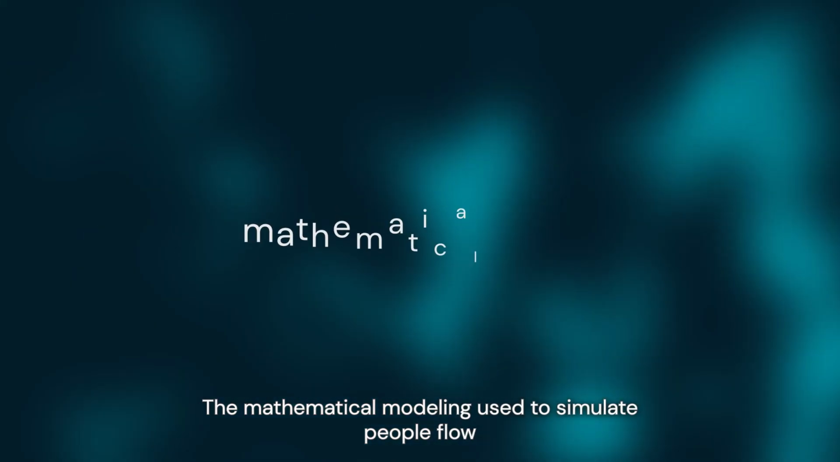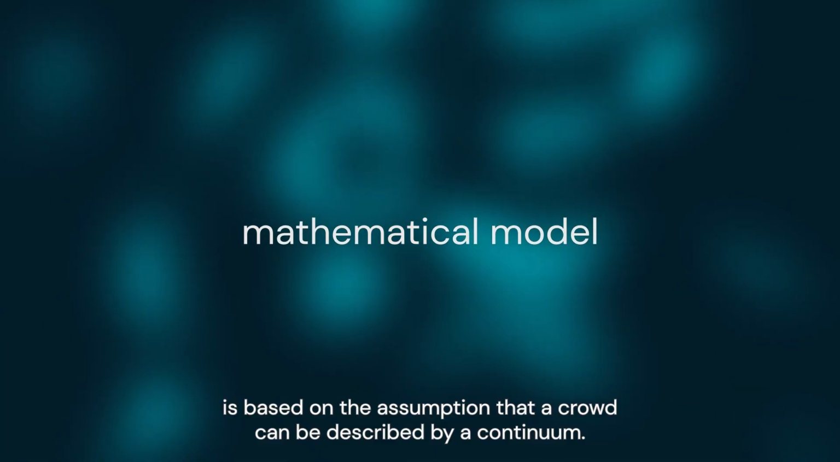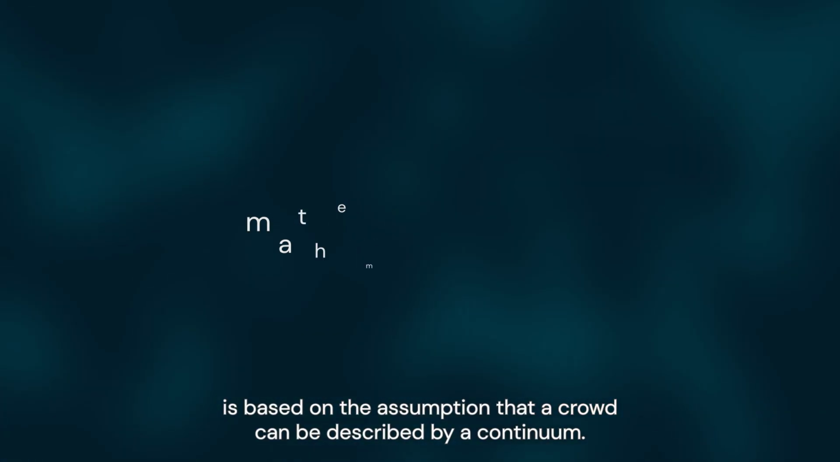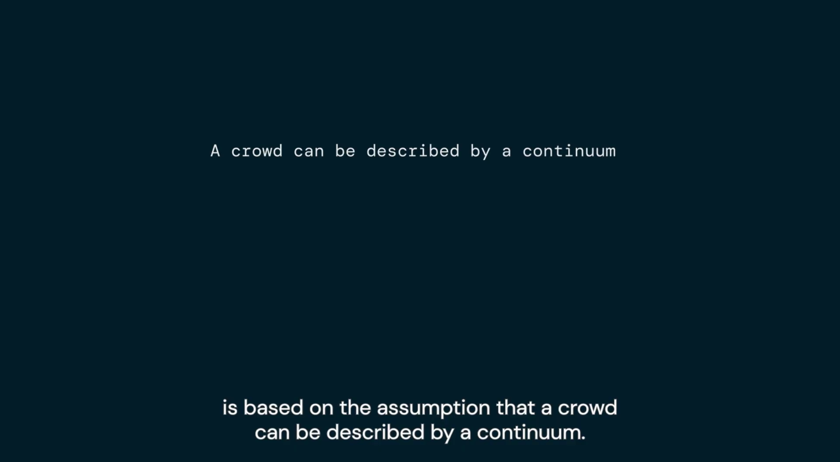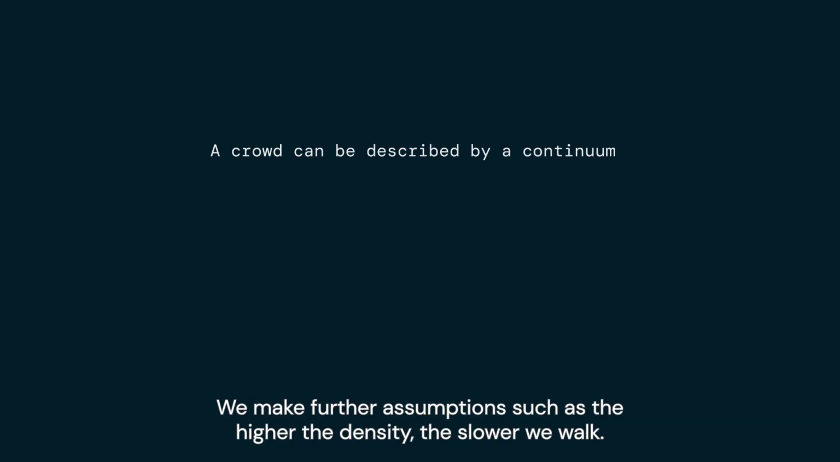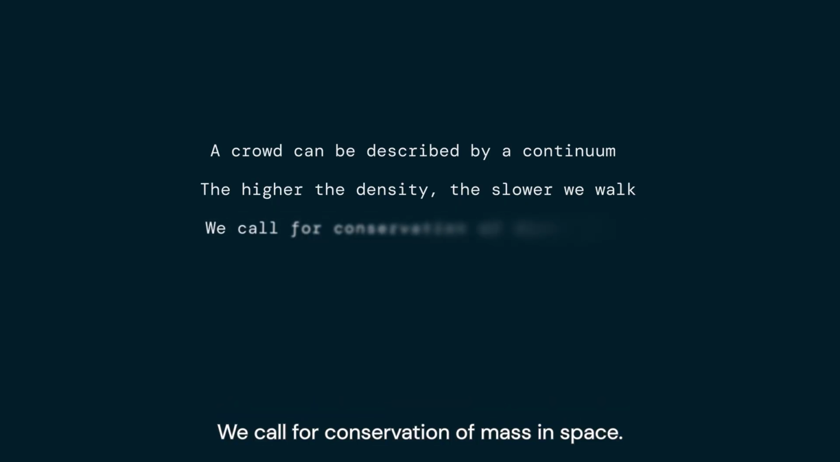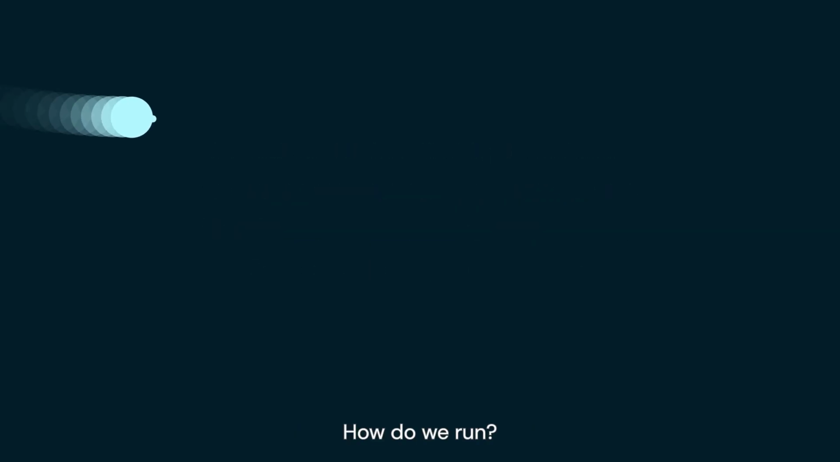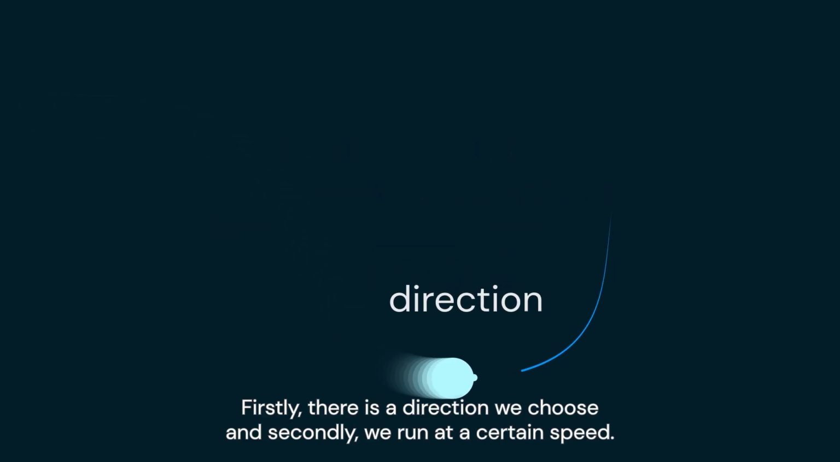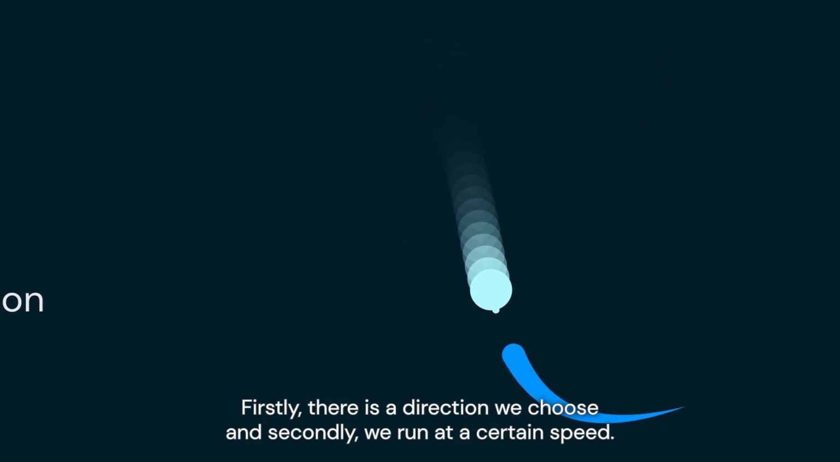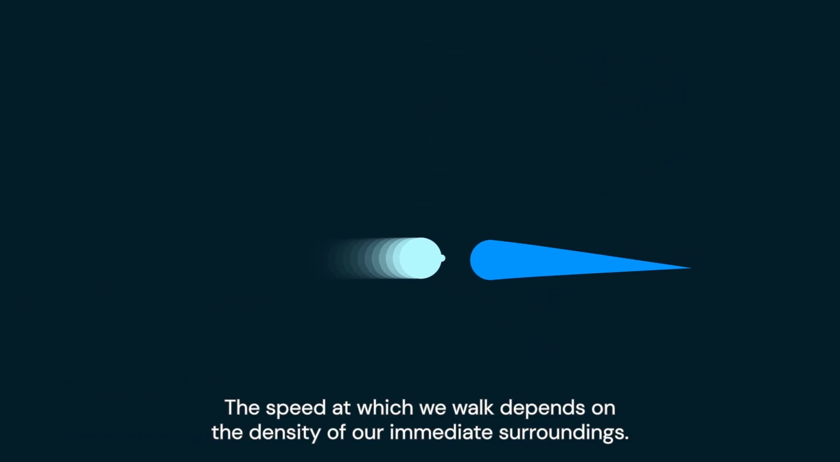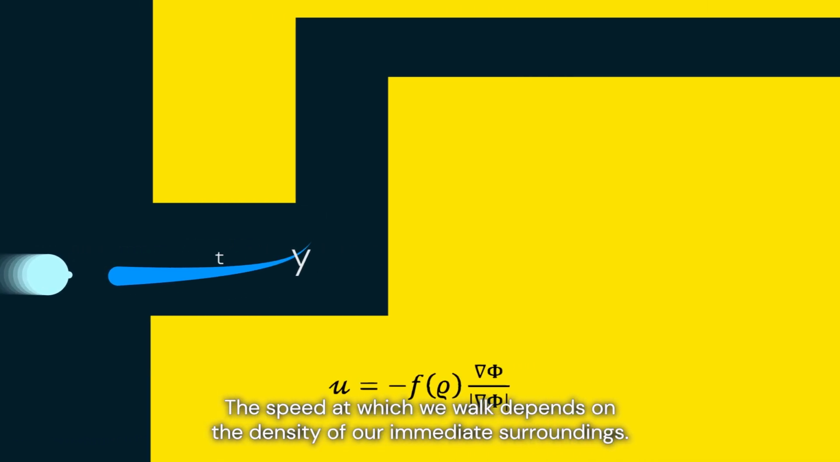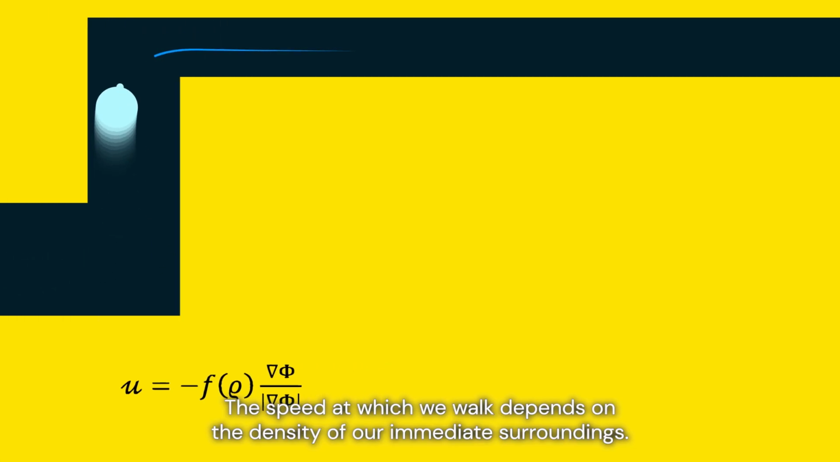The mathematical modeling used to simulate people flow is based on the assumption that a crowd can be described by a continuum. We make further assumptions such as the higher the density, the slower we walk. We call for conservation of mass in space. Exits are the common destination. How do we run? Firstly, there is a direction we choose, and secondly, we run at a certain speed. The speed at which we walk depends on the density of our immediate surroundings.